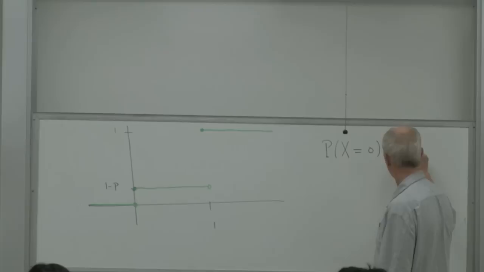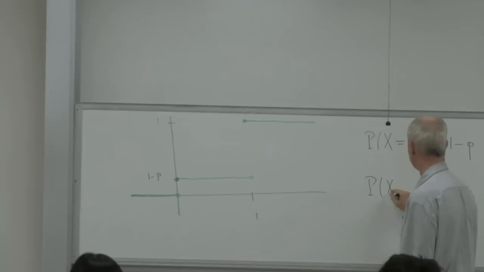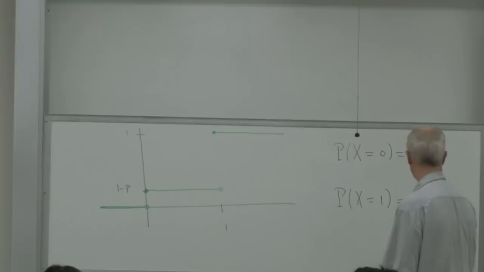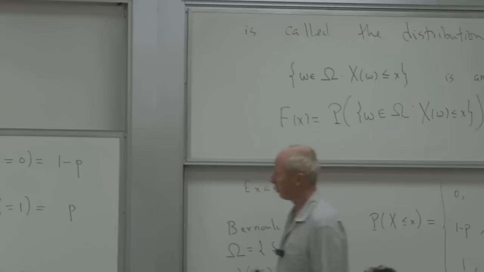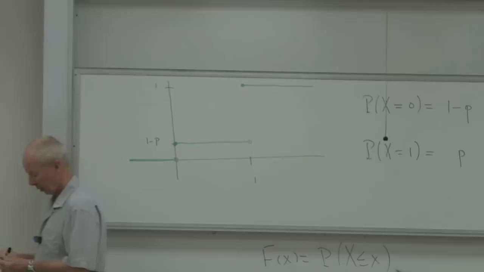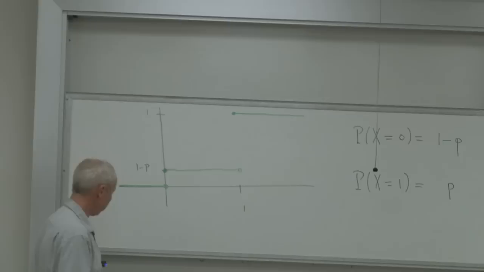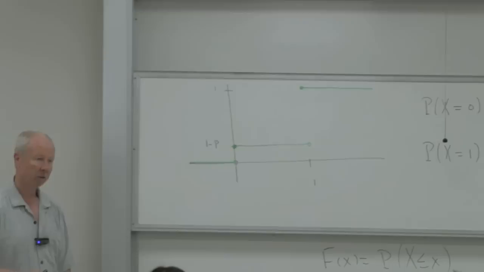The probability that x is 1 is the jump at 1, and that's size p. Now, to see why this is true, this captures every aspect that you need to know about discrete random variables. Discrete random variables are the ones that have this feature. They have jumps, and between the jumps, they're flat. Those are called discrete random variables.